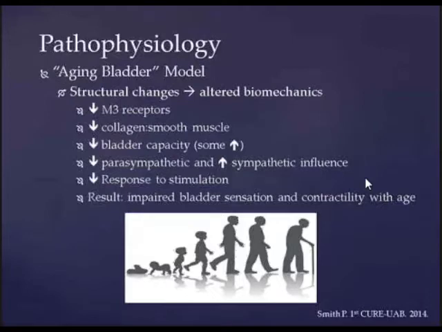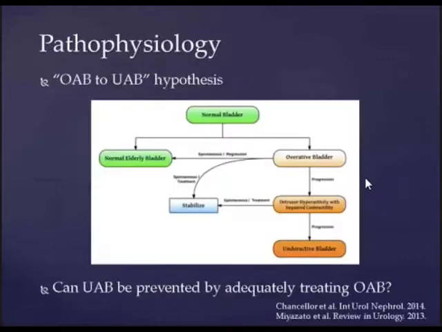So there's the aging bladder model. These people believe that, as you get older, there's structural changes in all parts of our body. We lose muscle mass, we gain adiposity, some of us lose memory cells. It's all different. And of course, there's altered biomechanics and altered physiology. So the bladder itself, we know there's decreased anticholinergic receptors. There's an increased collagen to smooth muscle ratio. The bladder capacity itself is often decreased, although some of it will be increased. And you can see as we go down there, ultimately it ends with impaired bladder sensation and impaired contractility.